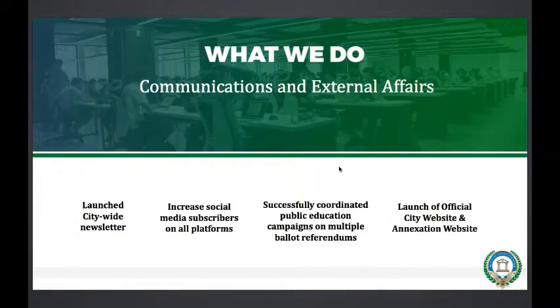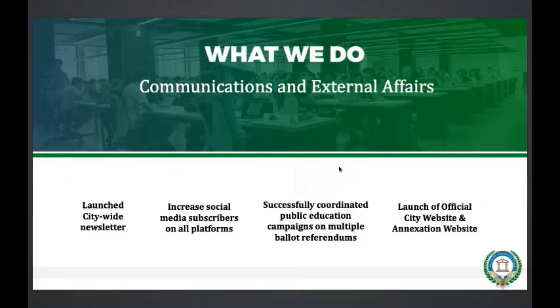Under the Communication and External Affairs, we launched a citywide newsletter. If you have not been receiving those, please sign up for that, because again, that is one way that we stay engaged with the residents and keep you informed on the extraordinary work that we are doing and some of the great works that are to come.